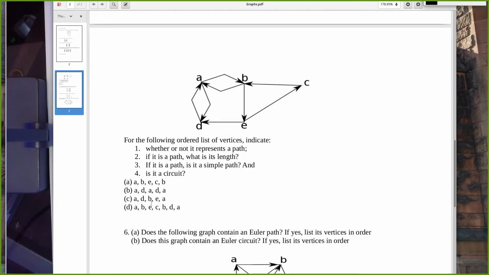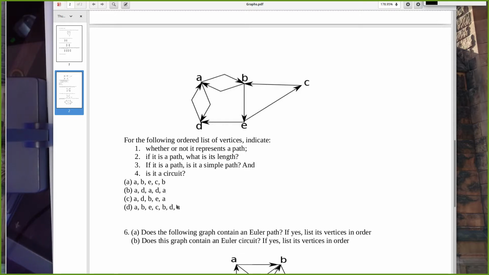And then this third one, A, D, B, well, you can go from A to D, but there's no edge from D to B, so it's not a path. Since it's not a path, you don't have to tell the length, and you don't have to say whether it's a simple path. And if it's not a path, it can't be a circuit. The one before is a circuit because you end at the same place you started. I guess it's not a simple circuit, but technically it's a circuit.